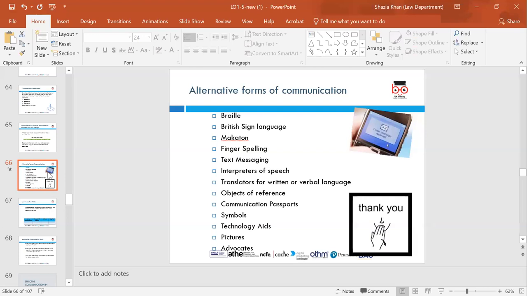The next one we're looking at is British Sign Language, and that again is another important element within health and social care. British Sign Language, BSL, is a visual means of communicating using gestures, facial expressions, and body language. It is used mainly by people who are deaf or support those who have a hearing loss. In the UK, the most common sign language used is British Sign Language.